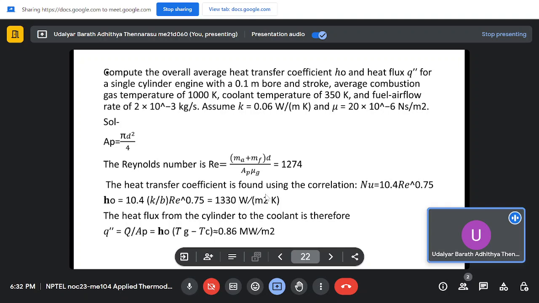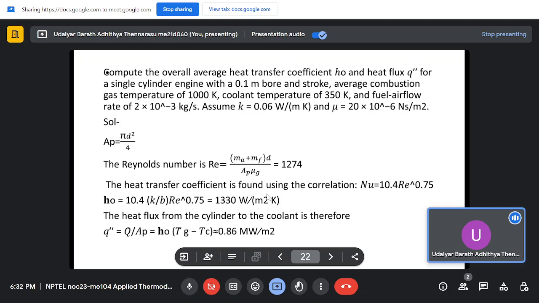So now we'll move on to see some numericals on combustion and heat transfer. We'll start with some problems on heat transfer. So here what is given is, compute the overall average heat transfer coefficient h_o and heat flux q for a single cylinder engine with a 0.1 meter bore and stroke. So this is a square engine, so your bore and stroke are of same length, 0.1 meter. So we have to find out average heat transfer coefficient and heat flux.